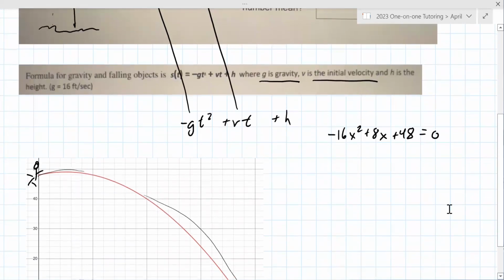I'll help out here. Let's factor out a -8 as a GCF. The reason is -8 goes into all three of them, negative because the leading one is negative. So that's 2x squared minus x minus 6 equals 0. Okay. All right. Now, what type of factoring is inside here?